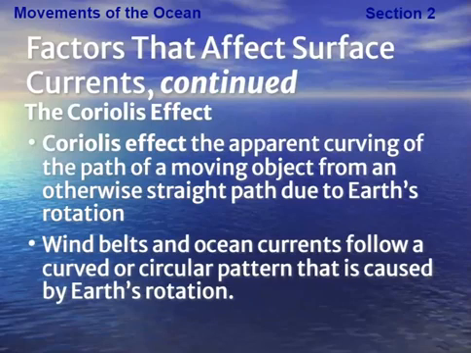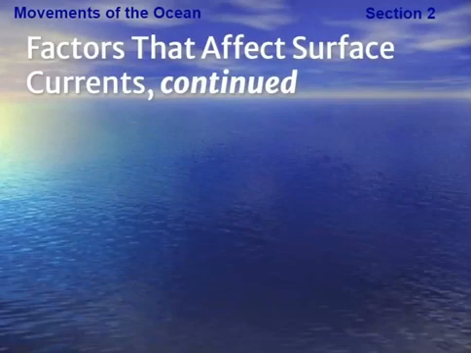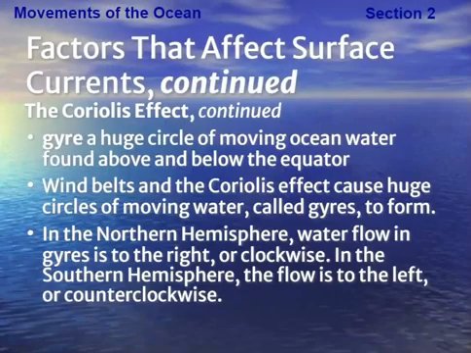The Coriolis effect, recall, is due to the spinning of Earth. And just as a little bit of review, the Coriolis effect is the apparent curving of a path of a moving object from an otherwise straight path due to the rotation of Earth. We talked about that during our weather unit. Wind belts and ocean currents follow a curved or circular pattern that is caused by this rotation of our planet.